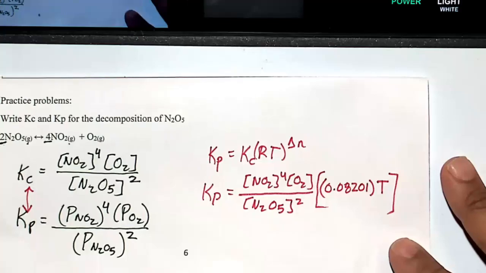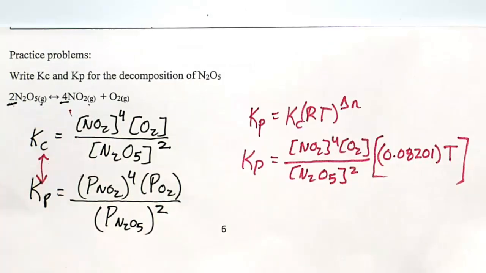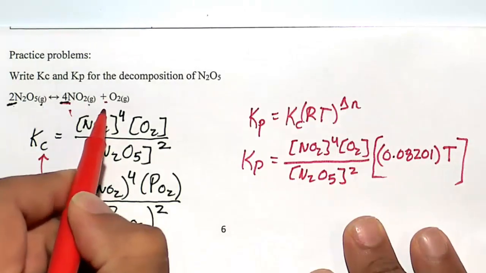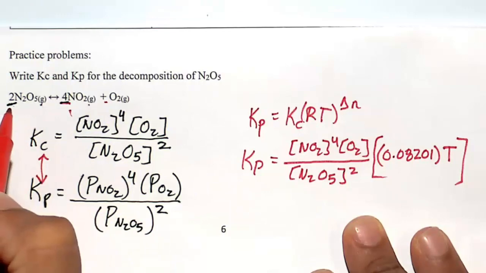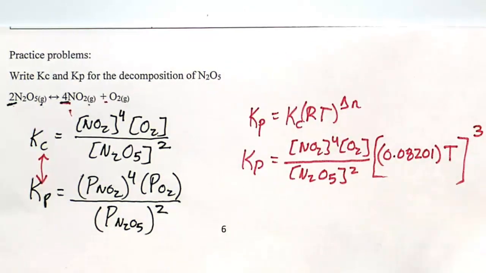So what is delta N here? Well, it's the change in the number of moles of products minus reactants. N is the number of moles. So we have 4 plus 1, 5 moles on the product side. We have 2 moles on the reactant side. 5 minus 2 is 3, so all of that raised to the 3rd power.